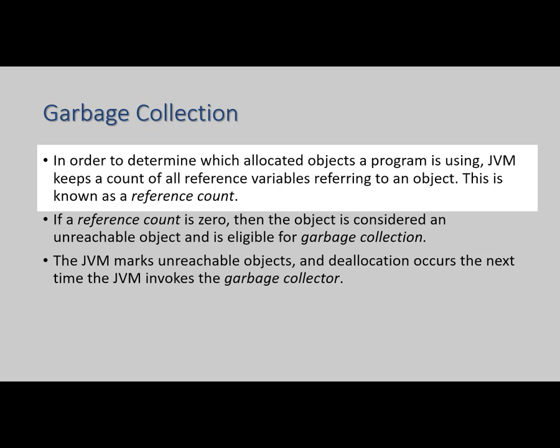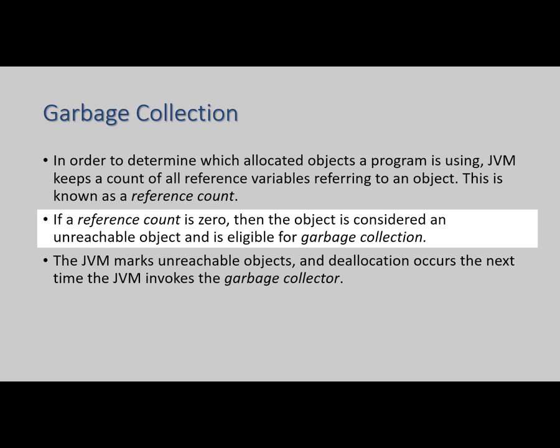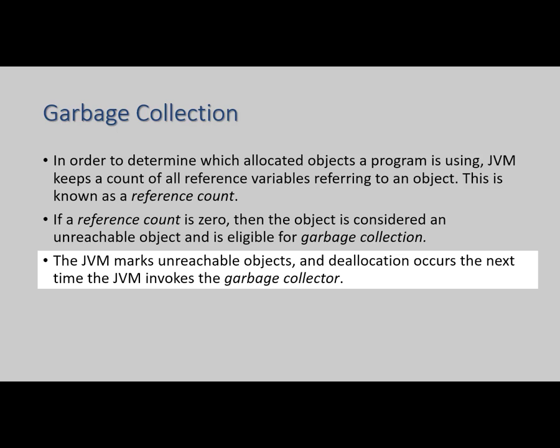In order to determine which allocated objects a program is using, the Java virtual machine keeps account of all reference variables referring to an object. This is known as a reference count. If a reference count is 0, then the object is considered unreachable and is eligible for garbage collection. The Java virtual machine marks unreachable objects, and deallocation occurs the next time the Java virtual machine invokes the garbage collector.